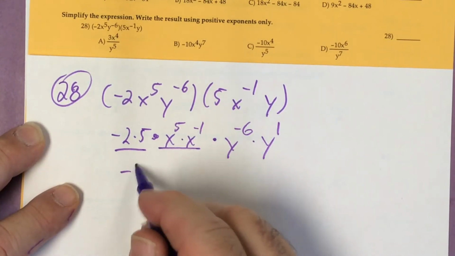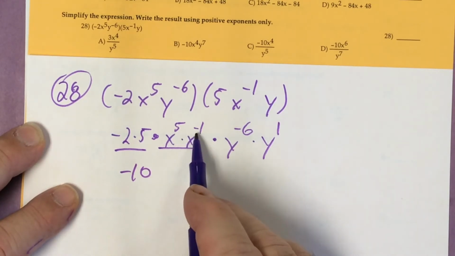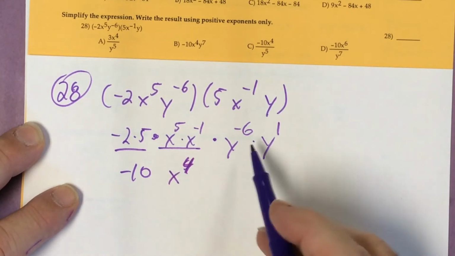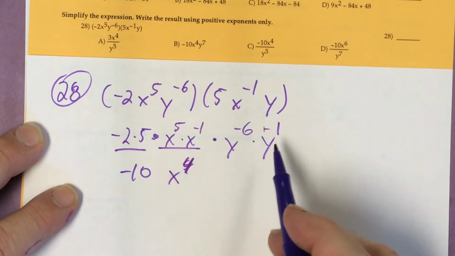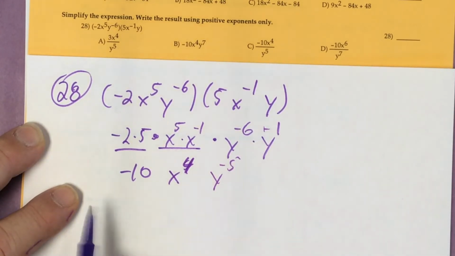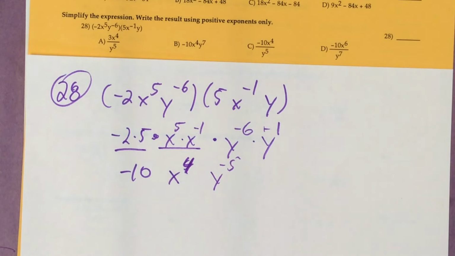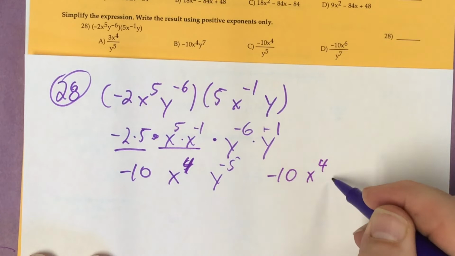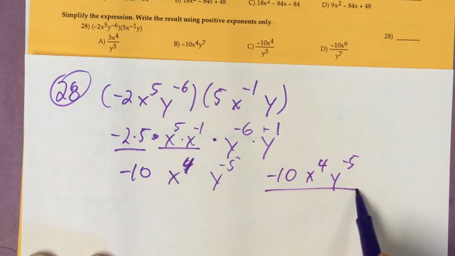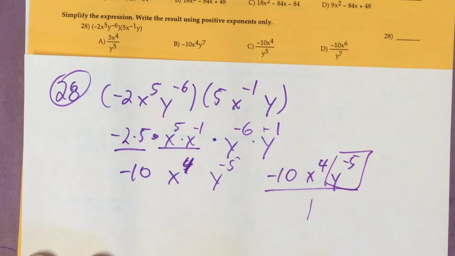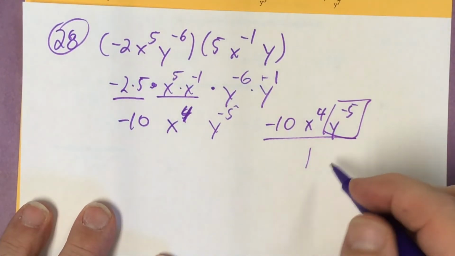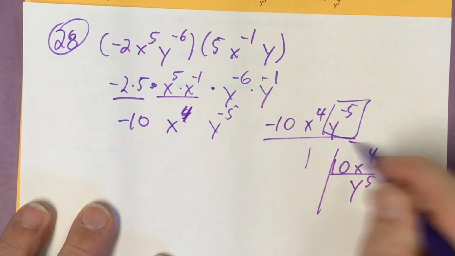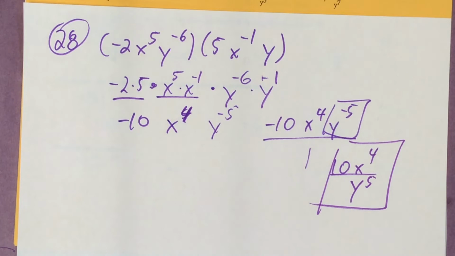So for this, first off, this gives negative 10. This would be 5 plus a negative 1, it's like 5 minus 1, so it's x to the 4th. And this would be y to the negative 6 plus 1, so this would be y to the negative 5. But we can't leave an answer with a negative exponent. So we can't leave this as negative 10 x to the 4th y to the negative 5th. We need to bring this down. So remember, we're going to box this so we can move it. And our final answer to this is going to be then negative 10 x to the 4th divided by y to the 5th. And that's going to be the final answer written with a positive exponent.